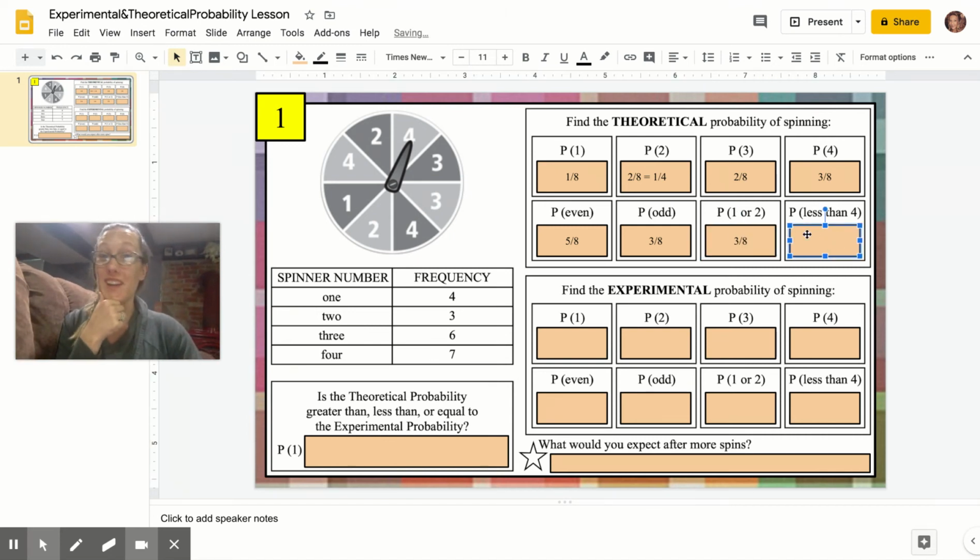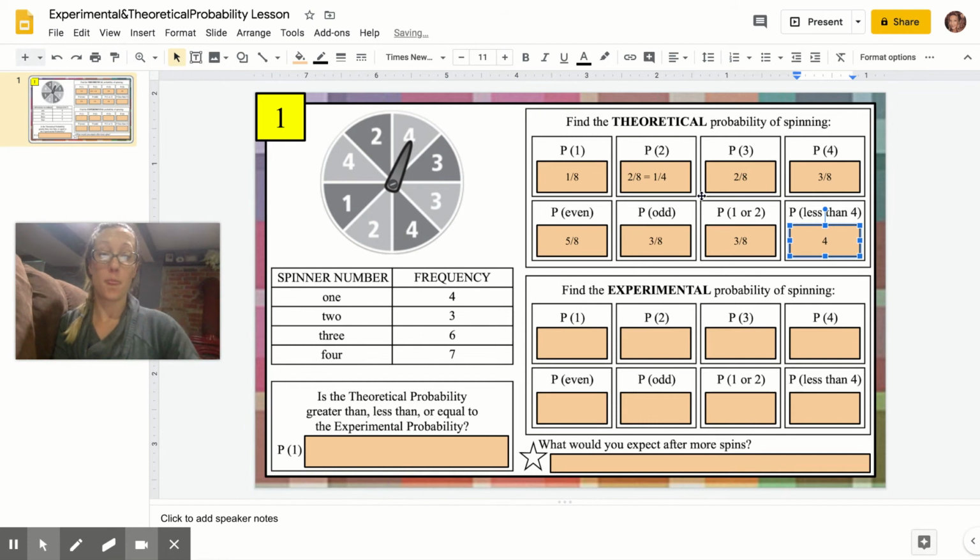And the probability of getting less than a 4. Not a 4, less than a 4. So for less than a 4, we would have, let's see, 2, 3, 4 out of 8. All right, beautiful.